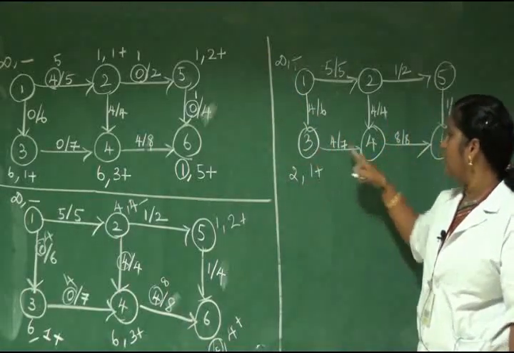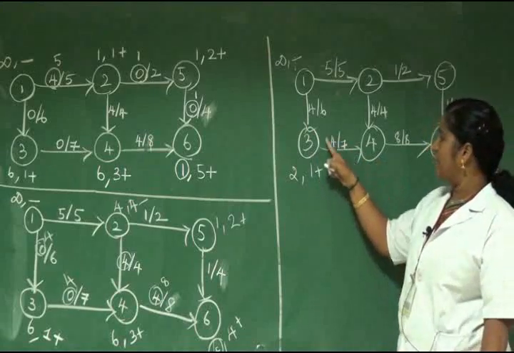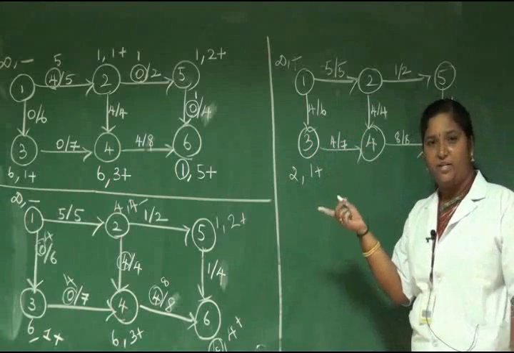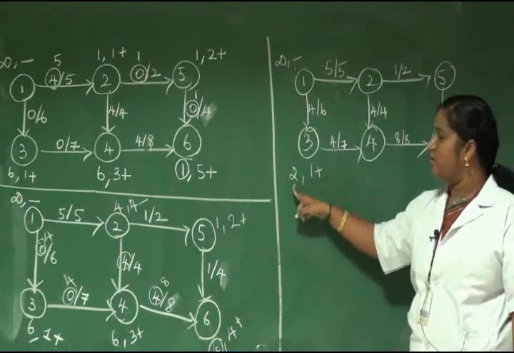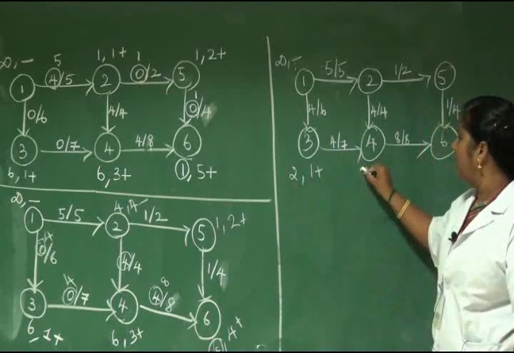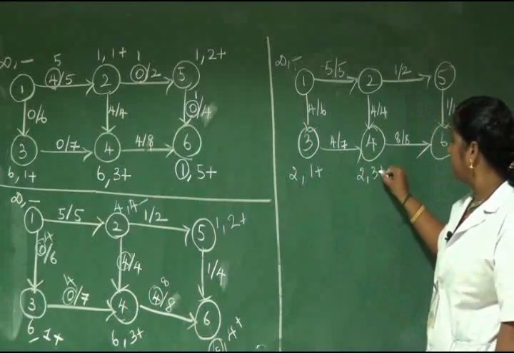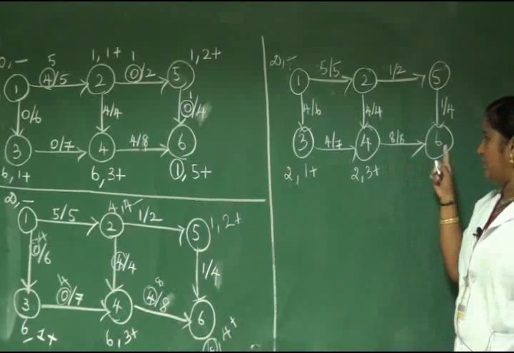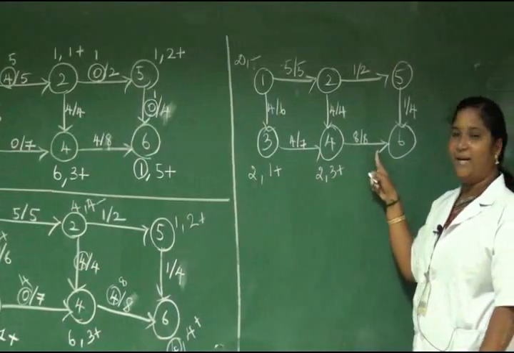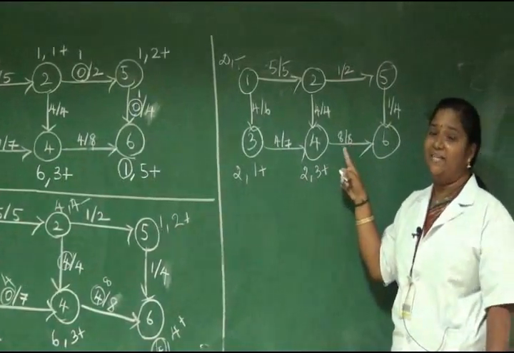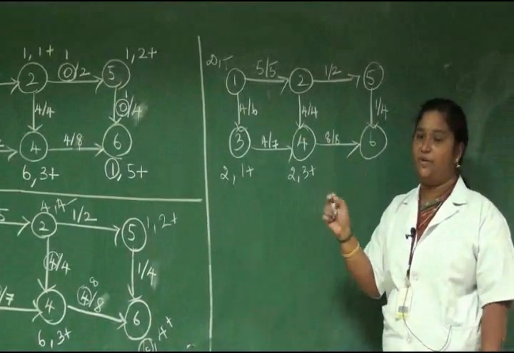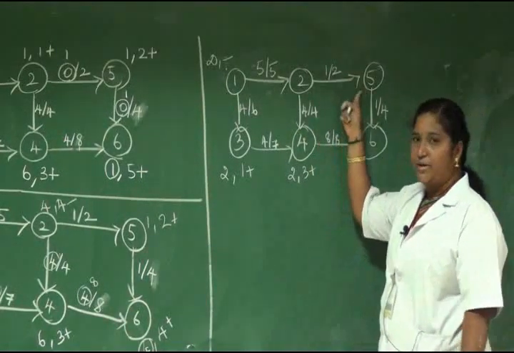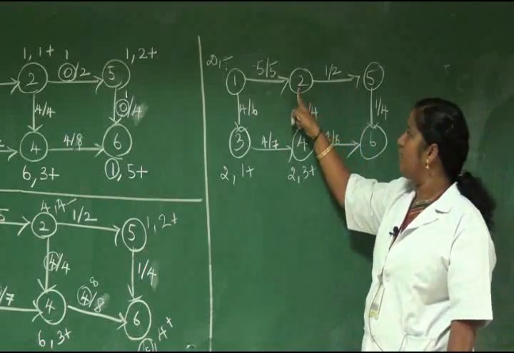So from vertex 3 you can go to vertex 4. So check the remaining capacity. It is 7 minus 4, 3. 3 is greater than 0. Minimum between 3 and 2 is 2. So you can write 2 comma 3 plus. So from 4 check whether you can reach vertex 6. So the remaining capacity is 0. 8 minus 8 is 0. It is not greater than 0, and hence you cannot use this forward edge. So 5 also cannot be labeled by this time. So go to vertex 2.